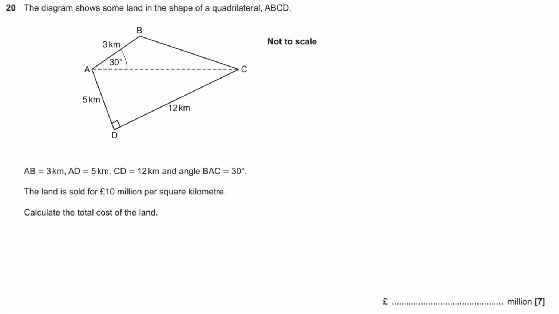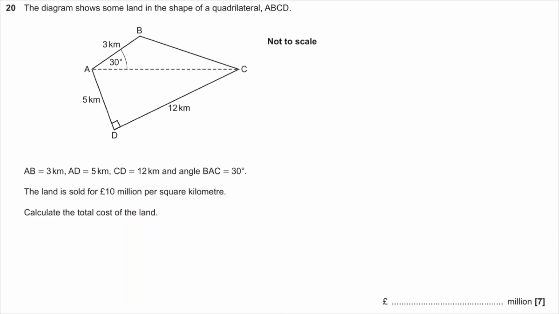Question 20 looks like a trigonometry and Pythagoras question. It says the diagram shows the land in the shape of a quadrilateral ABCD. AB is 3, AD is 5, CD is 12, as you can see, and angle BAC here is equal to 30. The land is sold for 10 million per square kilometre. Calculate the cost of the land.